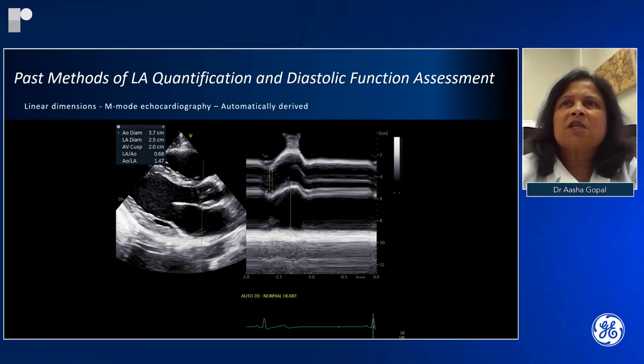However, we know from experience that they can be inaccurate because it is very difficult to align the M-mode cursor in such a way that it's perpendicular to both walls of the left atrium. You see on the left-hand side that it's perpendicular to the medial wall, but not the far wall.